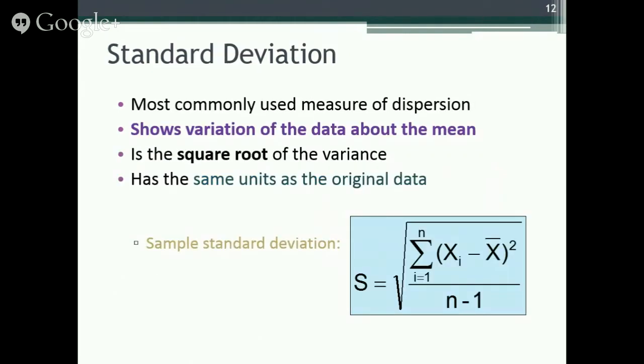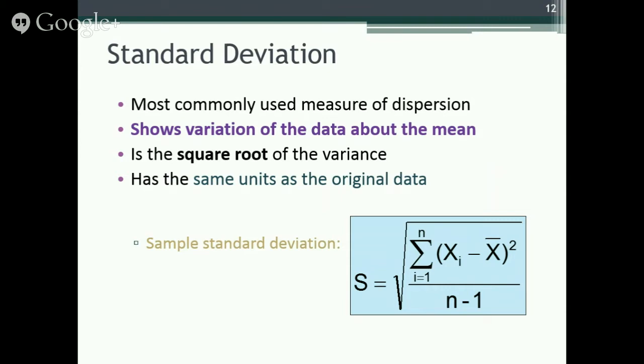But what we typically use when we talk about dispersion is standard deviation. And what this is showing is the general variation of data around the mean. So we're not just talking about the average squared deviations around the mean. We're now actually talking about the average deviations around the mean. Okay?